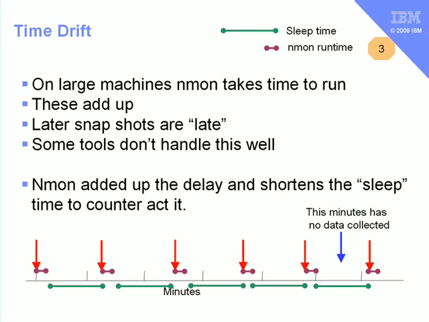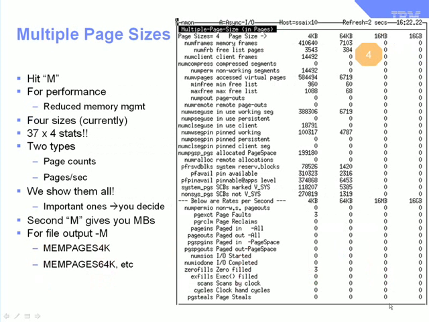Now in nmon we've got a fairly slick algorithm so that we calculate how long nmon takes to run, and we shorten the pause before we start the next snapshot, so we allow for the time that nmon works. This means that the nmon snapshots go off much better at the time that you request them, and so at the end of the day the snapshots will still be in sync.